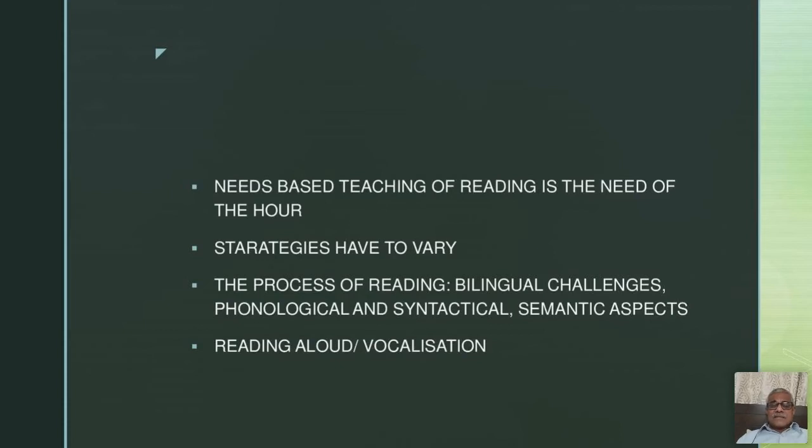Reading aloud becomes both a reading as well as a speaking activity. When they read aloud, you can correct them in terms of pronunciation, in terms of intonation, in terms of where to pause and where to start, in terms of meaning units, meaning clusters, in terms of vocabulary.